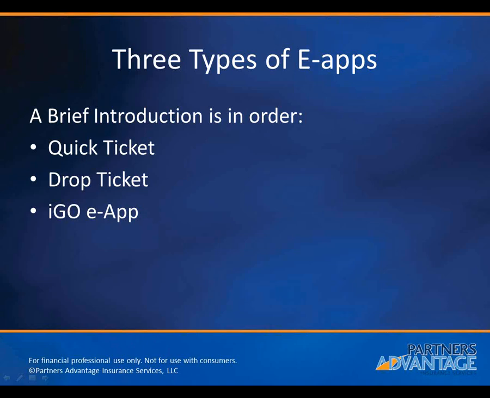Okay, so getting back, each method is completed directly from the Partners Advantage website. You do not want to go to the carrier website. You want to go to the Partners Advantage Humana website to get access to all these electronic applications. Also, each method assures that the application is done correctly and in good order, and thereby increases your placement ratio.